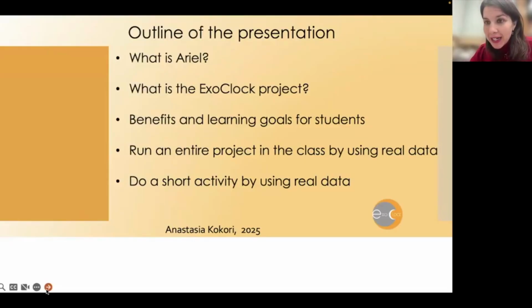I will talk about Ariel and explain what the mission is, then about the ExoClock project and how it is contributing to the Ariel mission, the learning goals for students by engaging with exoplanet research, how you can run an entire project in the class by using real data. And then if you don't have enough time to do an entire project, I will also present a shorter activity, but again by using real data.